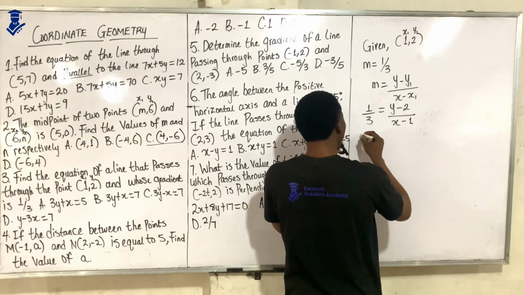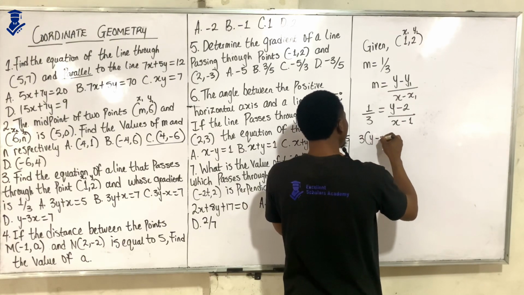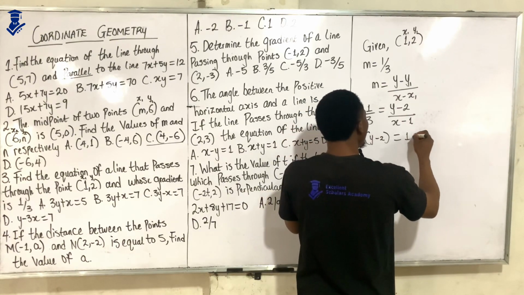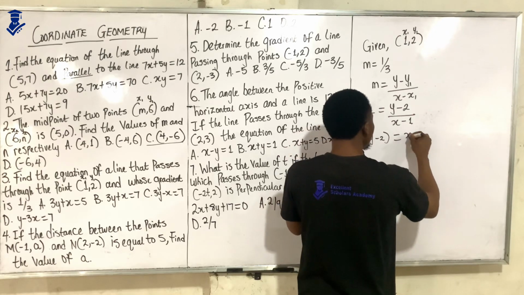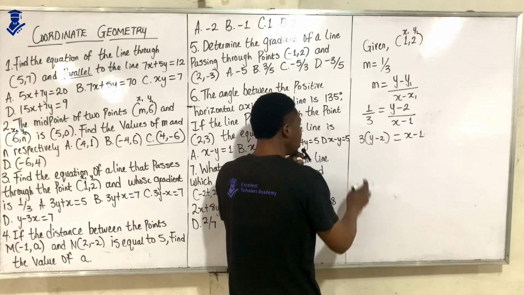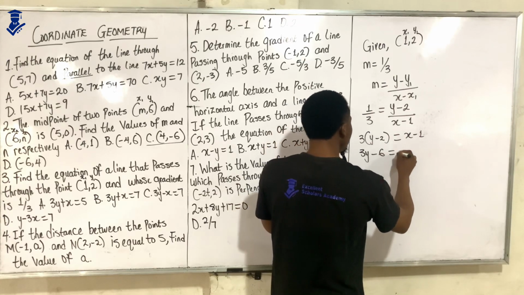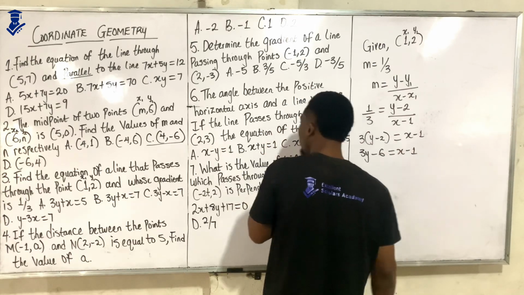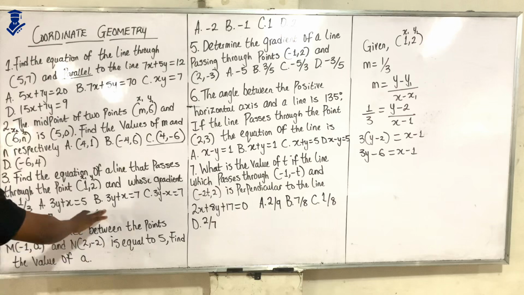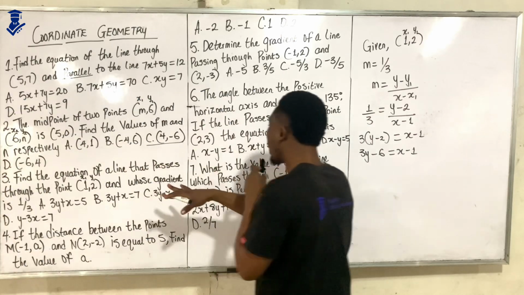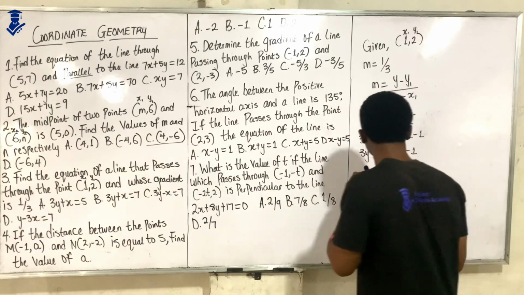So we are going to cross multiply. When we cross multiply, we're going to have 3 into bracket y minus 2 is equal to 1 multiplying x minus 1. Alright? So 3 times y gives us 3y. 3 times minus 2 gives us minus 6 is equal to x minus 1. Now we're trying to shape our answer into the way we see our options. So what is it going to be?